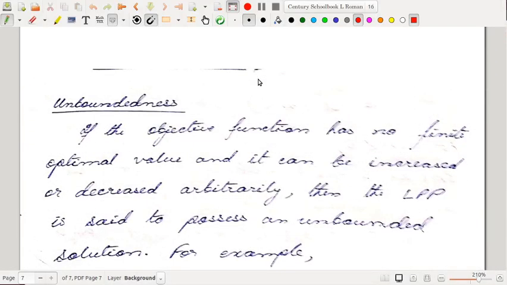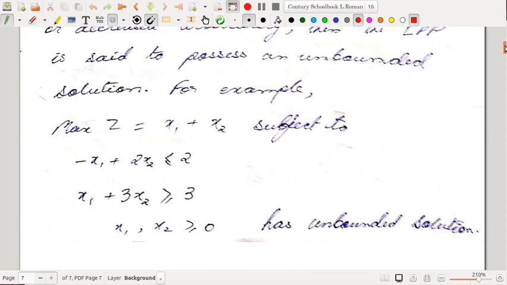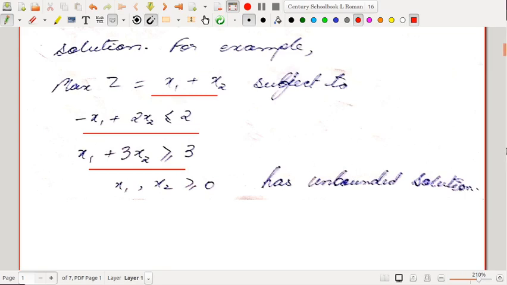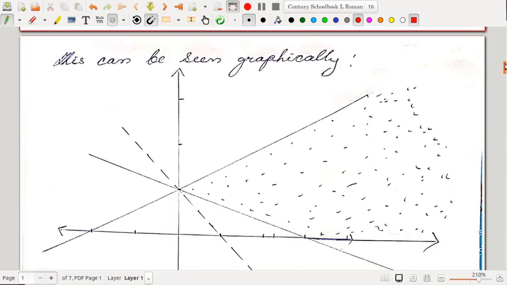If the objective function has no finite optimal value and it can be increased or decreased arbitrarily, then the LPP is said to possess an unbounded solution. For example, maximize z equal to x1 plus x2 subject to these constraints: minus x1 plus 2x2 less than or equal to 2, x1 plus 3x2 greater than or equal to 3, has an unbounded solution. I had done a similar problem in class.